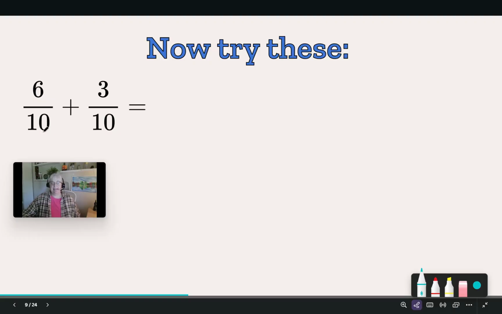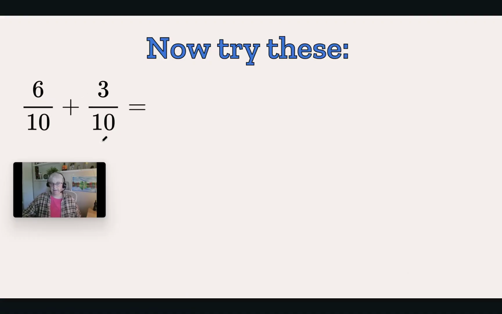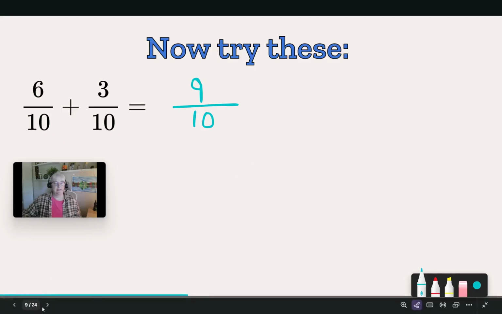Now we have 6/10 plus 3/10. Again, our denominator stays the same. We do not go back in and cut the whole into any additional parts. It remains 10. 6 plus 3 is 9, and I cannot simplify that fraction, so the answer is 9/10.